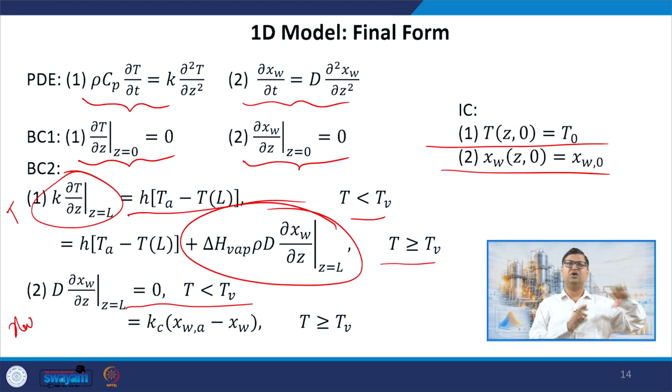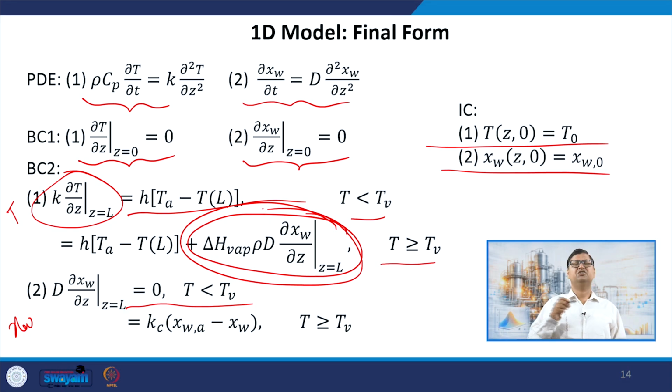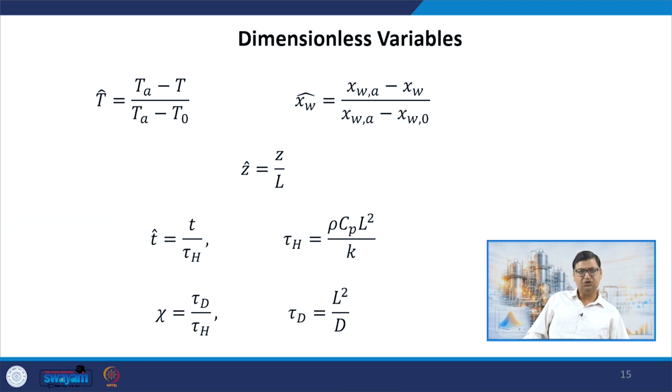So, I can solve for the PDE for temperature separately and the PDE for XW separately, but now, since for T higher than or equal to TV we have this coupling, first of all it makes it somewhat non-homogeneous, but more importantly we cannot solve them independent of each other. We have to solve both the PDEs together, right.